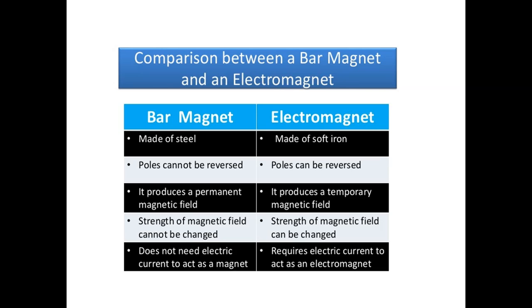So students, in this video we have studied the 3 main topics of class 12th. They are classification of magnetic material, electromagnet and bar magnet. Thank you.